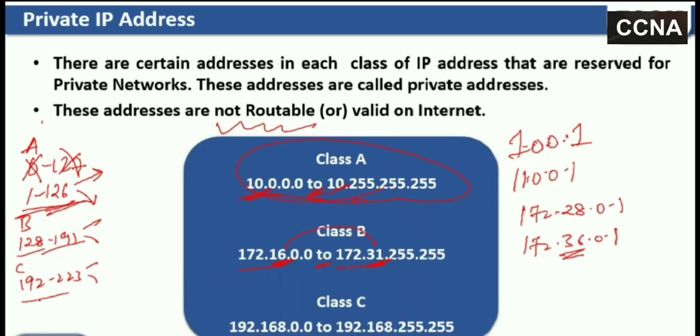Okay. In class C, 192 to 223. In that, 192.168.0.0 to 192.168.255.255. Okay, this range belongs to private.